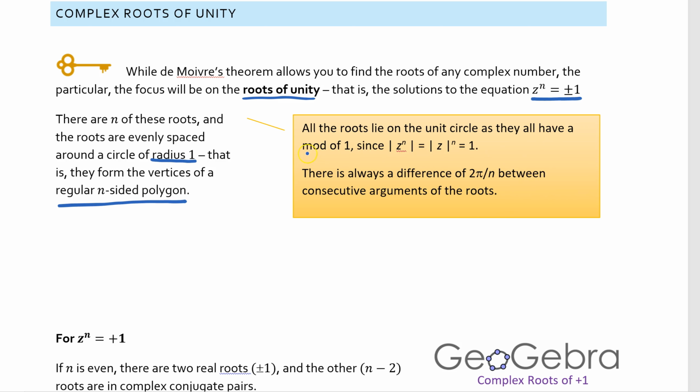The reason that all the roots have a mod of 1 is because they're on a unit circle: the mod of z to the n is the same as the mod of z raised to the n, which is 1. And they're all equally spaced, as you might have suspected from our earlier work when we looked at raising numbers to a power, because the successive difference in args will always be a constant value for a given case.